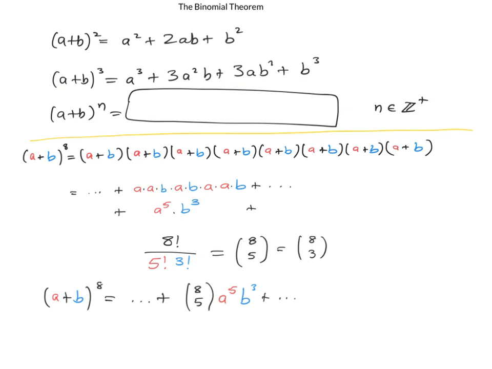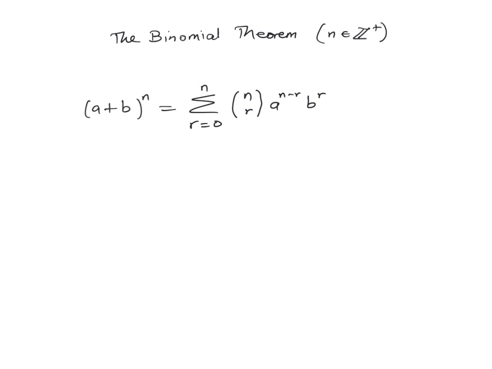So now I'm going to summarize that into a formula. So this is the binomial theorem, again, for n in the positive integers. If I have a plus b to the n, it's going to be the sum of all of these. So we start at r equals 0, we go all the way to r equals n. This is a total of n plus 1 of these, starting at 0, going to n. And we do n choose r, and then we do a to the n minus r, and then b to the r.